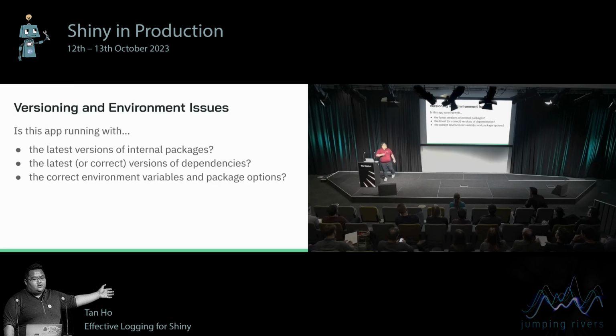A really common one for me, especially when we talk about Docker and installing packages: I want to know, is this app running with the latest version of our internal packages, i.e. is this package outdated? Did someone already work on this? Does it have the correct version of the dependencies? Sometimes we upgrade our dependencies and then things break. What's the difference between the latest version and the last version that was correct? Compare them and figure out where the problem might come from.